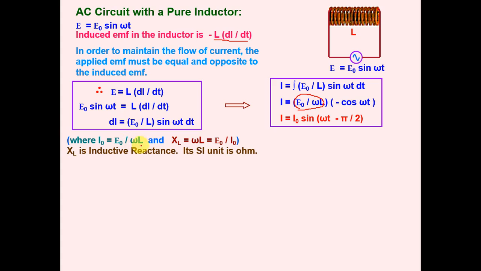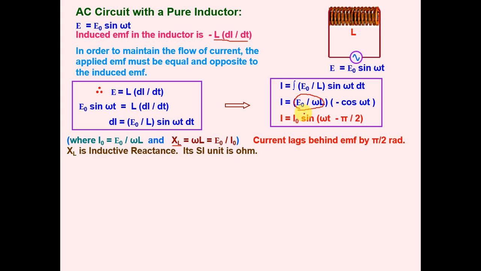So Ohm's law, in generalized form, what can we write? Current is equal to voltage over opposition. So this opposition is given a new name, that is inductive reactance. This omega L is the inductive reactance and it is represented by XL, where L is for inductive. It can be written as epsilon naught over I naught. And the SI unit of inductive reactance is also ohm.